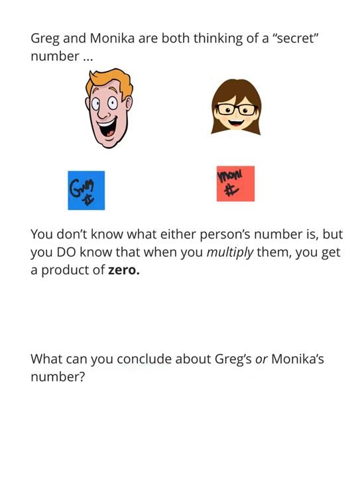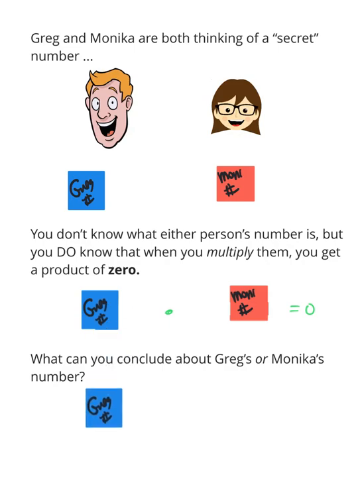Let's do another one. Greg and Monica are both thinking again of secret numbers, and what we realize here is that if we multiply their numbers together, we are going to get 0. So what we must know then is either Greg's number was 0, because 0 times anything would give us 0, or Monica's number must have been 0 then. If Greg didn't have 0, Monica must have had 0.